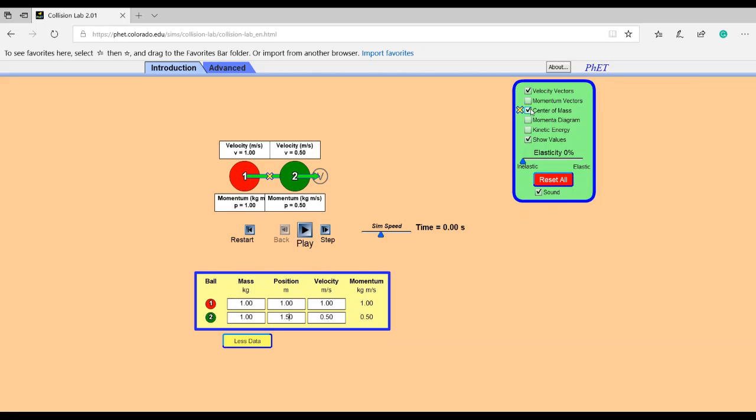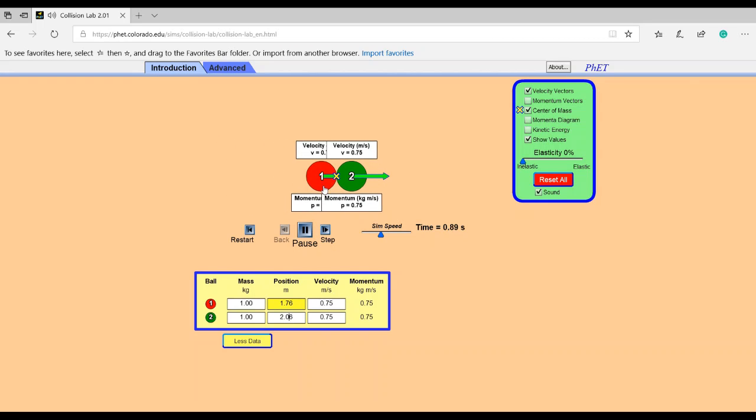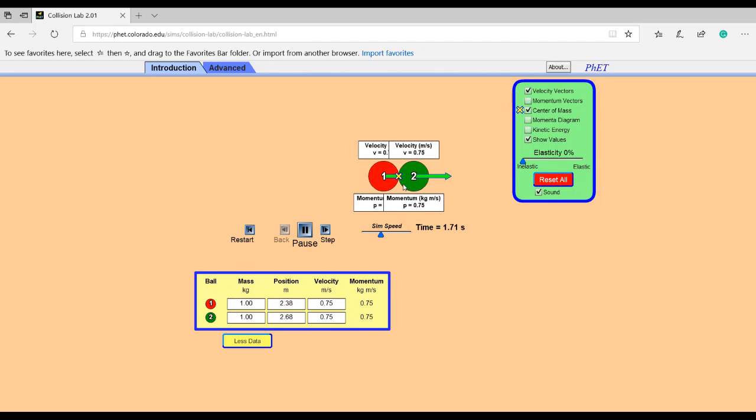I've designated the center of mass, and I've put the velocity vectors on here as well. So as you'll see when I hit play, from our starting position to our final position, the two masses are now conjoined together. In an inelastic collision, the two particles stick and they move together.